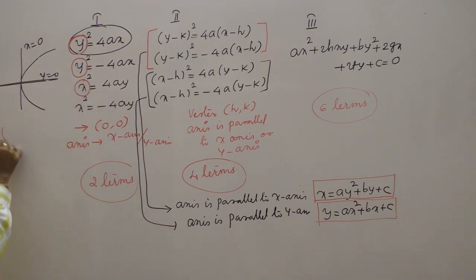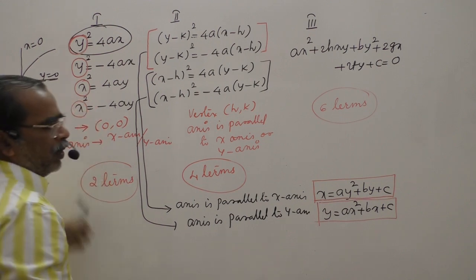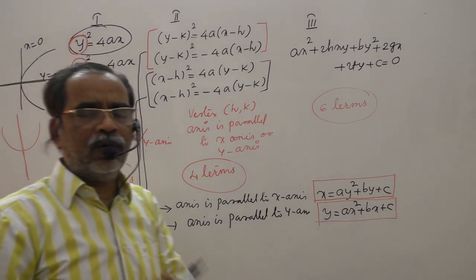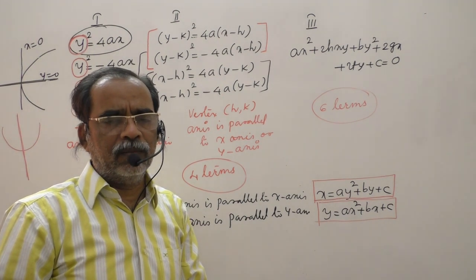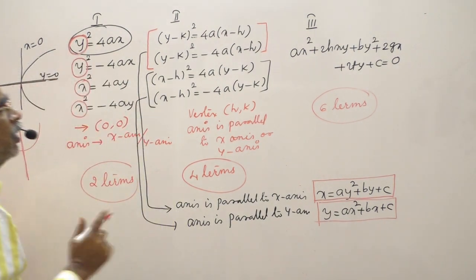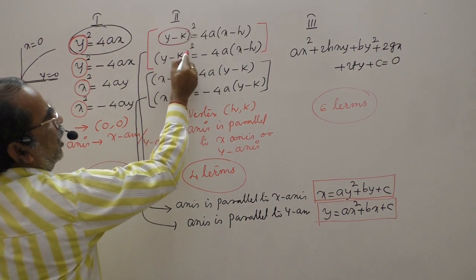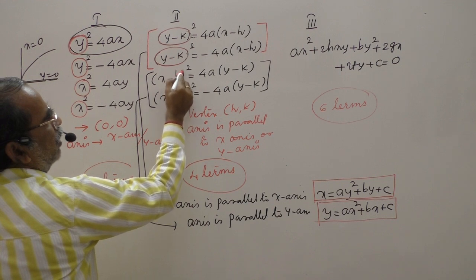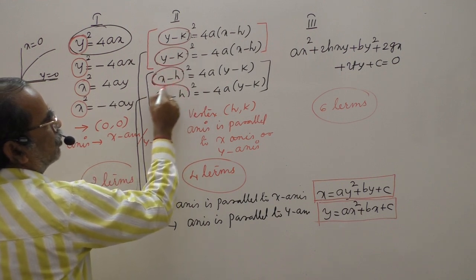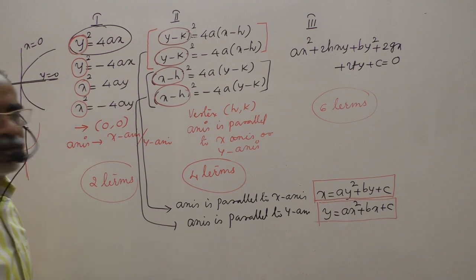What is this? The third one is like this, no? Its axis is the y-axis. Equation is x equal to 0. If you take the equation form, the second degree bases will represent the axis of the parabola. Similarly, what is the axis of this? Y minus k. For this, y minus k, x minus h. Bases of second degree terms.